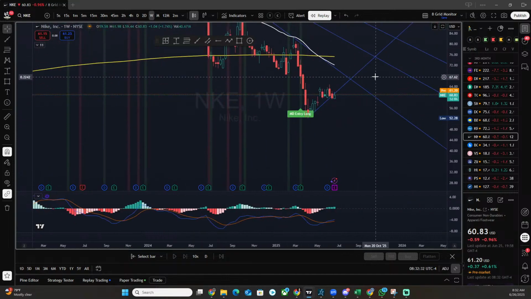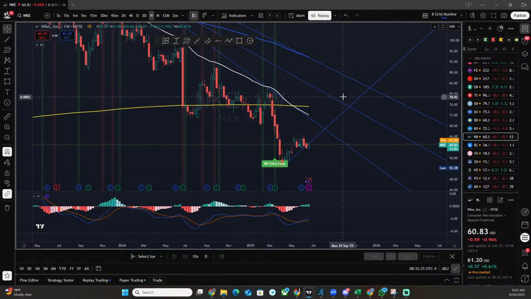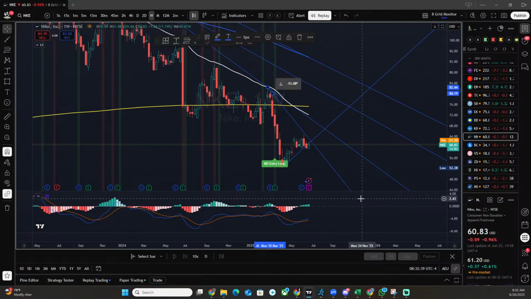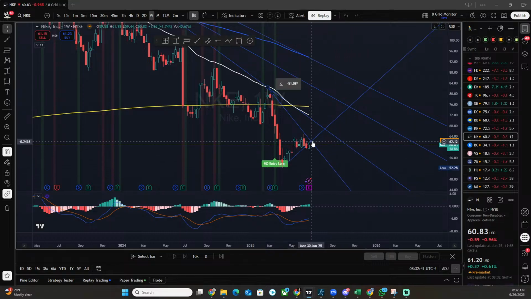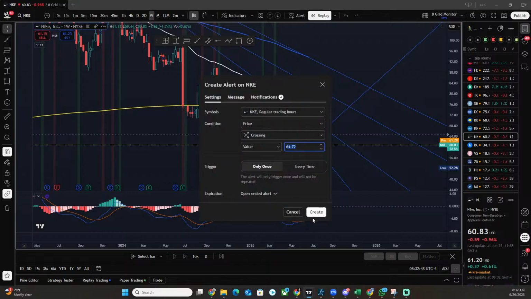Could this be a sweep and then they start to really get this bump and run rolling? Very possible, because this is our break right now. So I'm looking for a solid break of this level. Actually, you know what? Because I keep on saying I'm going to put alerts, I don't put alerts. I'm going to put an alert right here.